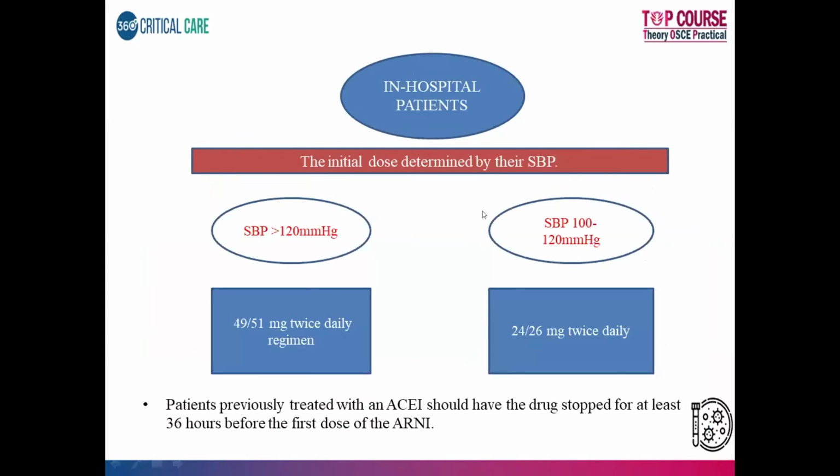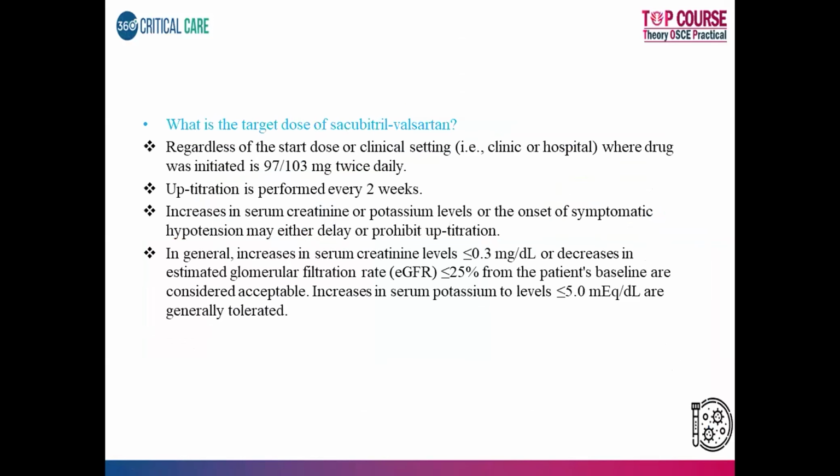Now, what about the in-hospital patients? In in-hospital patients, the initial dose is determined by the systolic blood pressure of the patient. If the systolic blood pressure is more than 120 mmHg, then you can start a 100 mg twice daily regimen. But if it is between 100 and 120 mmHg, then you have to start 50 mg twice daily. This is how you start for the in-hospital patients. But what is the target dose of sacubitril and valsartan which is needed? Regardless of the start dose or the clinical setting, the final dose is around 200 mg twice daily. That is the target dose of sacubitril and valsartan.